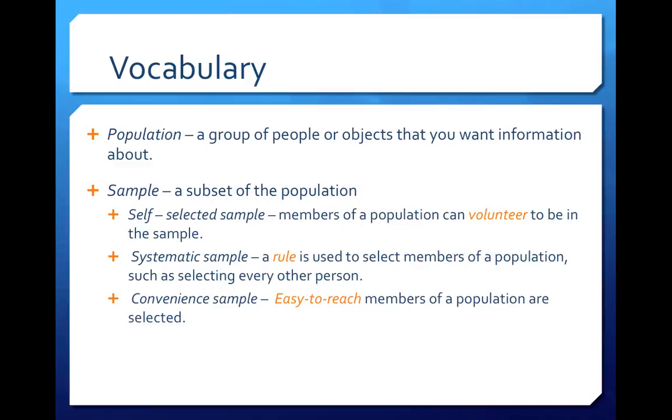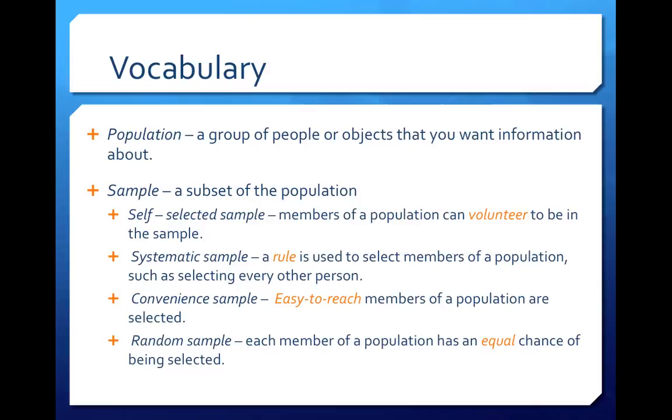A third type of sample is called the convenience sample. This is a sample of people who are easy to reach members of the population. So they're easy people for you to be able to survey and to talk to. And finally, we have a random sample. In this sample, every member of the population has an equal chance of being selected. So there's no particular rule to it. You're not just going out and talking to the people who are the easiest to get to. You're not just allowing people to volunteer themselves to be part of the sample. You are actually randomly picking people to be part of your survey.